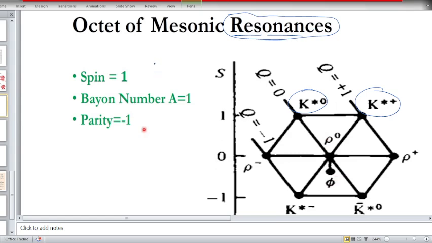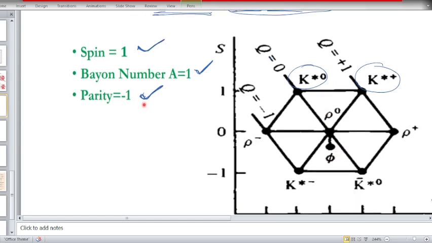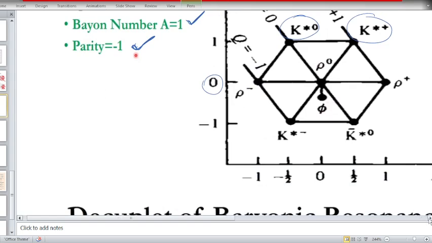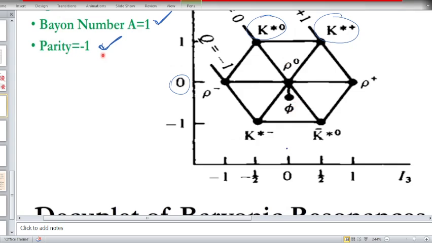This is the group corresponding to the octet of mesonic resonances. From here, you can see the spin of these mesonic resonances is 1, and the baryon number is also 1. Then you have the parity, which is -1. You can also see the strangeness values 1, 0, -1 on this axis corresponding to different particles, and you can see the I3 values on the x-axis for the corresponding particles.